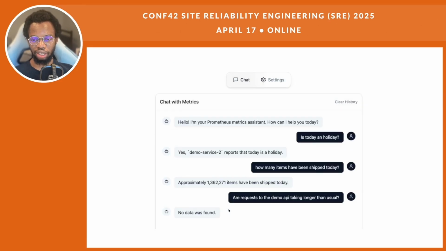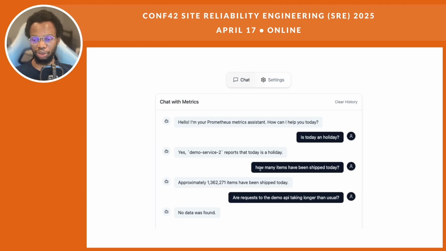So in the next chat, here we can see the prompt chat tool is connected to the PromLabs Prometheus instance, and the first question here is, is today a holiday? So the AI system responds that based on metrics that it was able to find from demo service 2, it reports that today is a holiday. Again, in the next couple of slides, we'll be looking at the actual query and how we got to this answer. But basically, this just shows an overview of what the interaction from the web interface looks like.